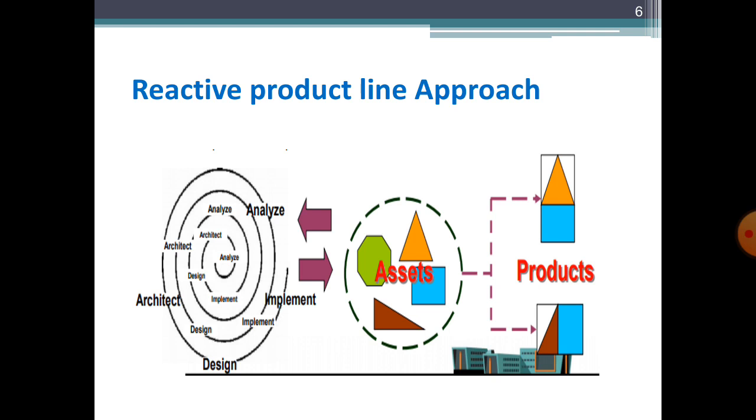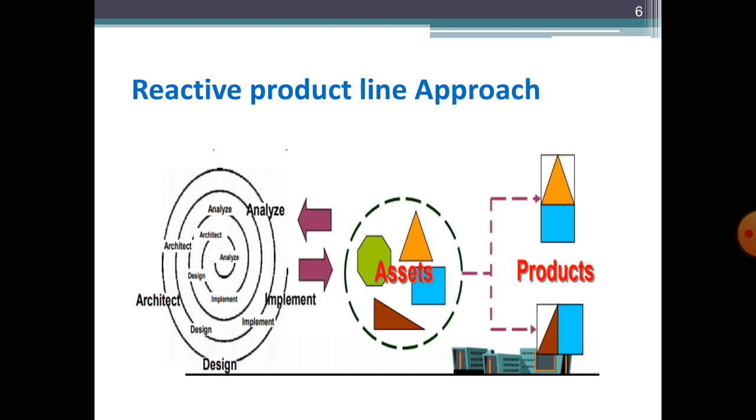As we see, a spiral model works in spirals. So you analyze, architect, design, and implement one or several product variations on each development spiral. You are also aware that the spiral model is concerned with risk analysis and the prototyping approach as well. From these spirals, several product variations on each development spiral are attained. After getting the different variations on each spiral, we form our core assets, and from these core assets we develop our products as well.